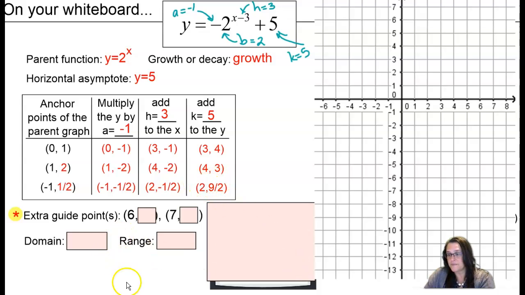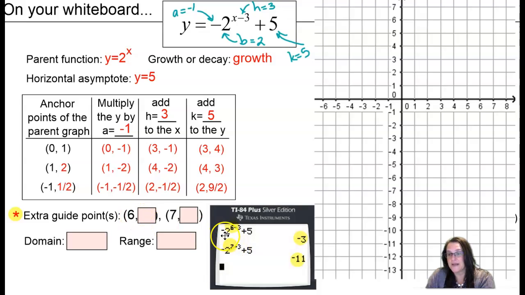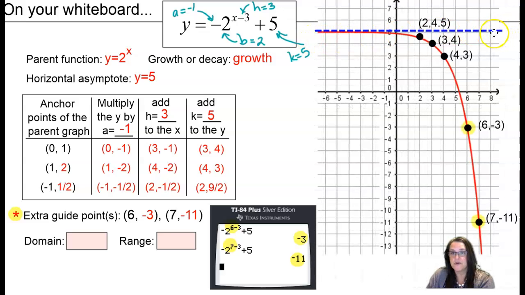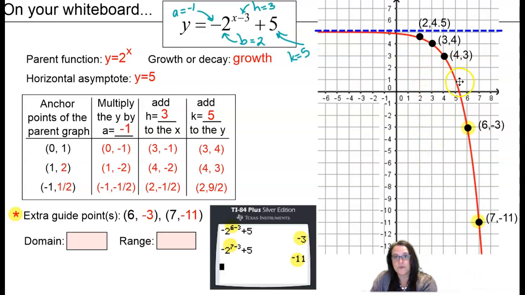And we are going to sketch those points, and then we'll need some extra guide points. When we evaluate at 6, negative 2 raised to the 6 minus 3 power plus 5 is a negative 3. And when we evaluate at 7, negative 2 to the 7 minus 3 plus 5 is negative 11. So we sketch those points on the graph and then plot our asymptote, and the curve then comes down through those guide points and the transformed anchor points.